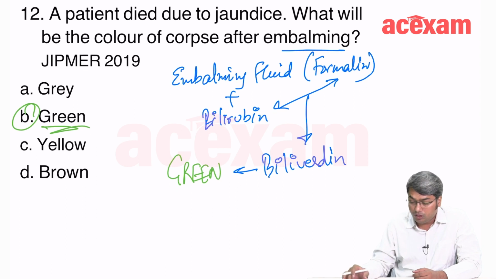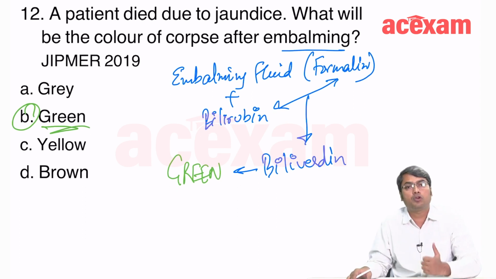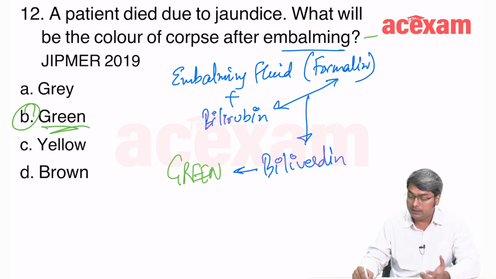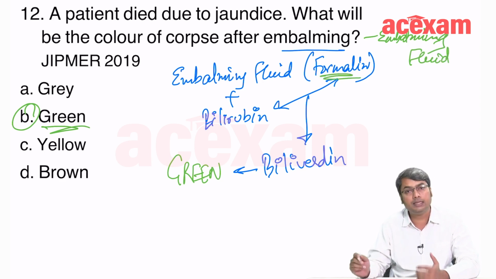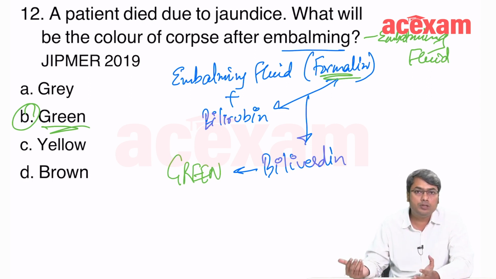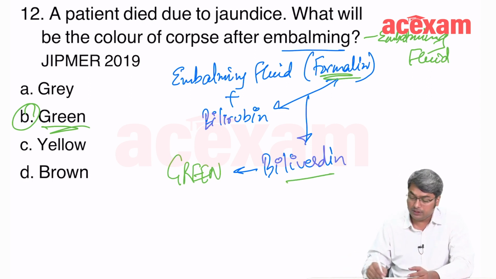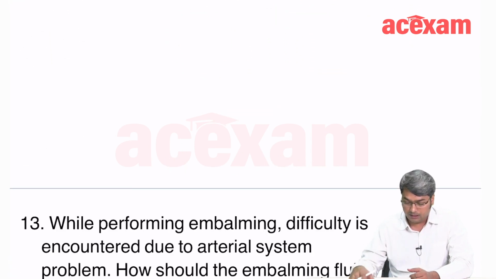So, what is embalming? Embalming is the process of preservation of the dead body for cosmetic purposes, and there embalming fluid is injected. This embalming fluid contains different constituents which have been discussed in detail, and out of that formalin is present. It reacts with the bilirubin which is present in the body in case of a jaundice patient, and these two combine and produce biliverdin, which is green. So, the answer is green.